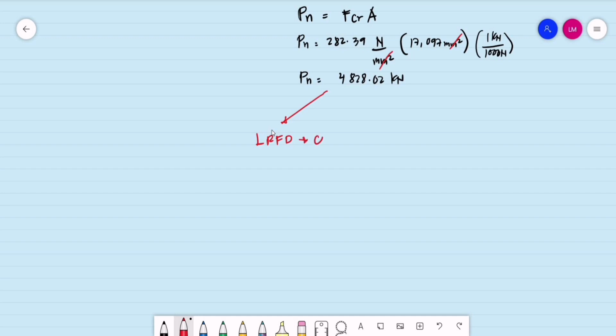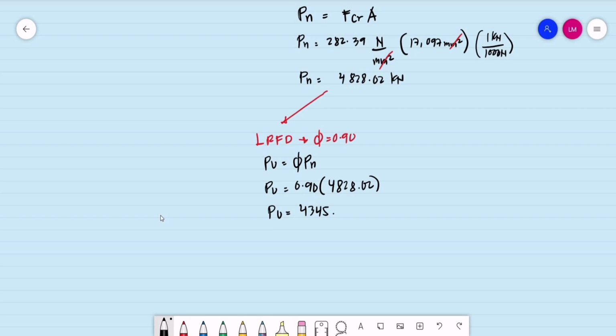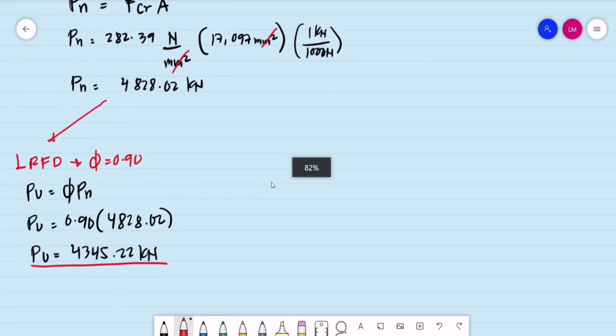The value of our reduction factor will be equal to 0.90. So P sub U is equal to the reduction factor multiplied by P sub N. So P sub U will be equal to 0.90 multiplied by 4,828.02 kilonewtons. This is 4,345.22 kilonewtons. So this will be the compressive design strength, 4,345.22 kilonewtons under LRFD.